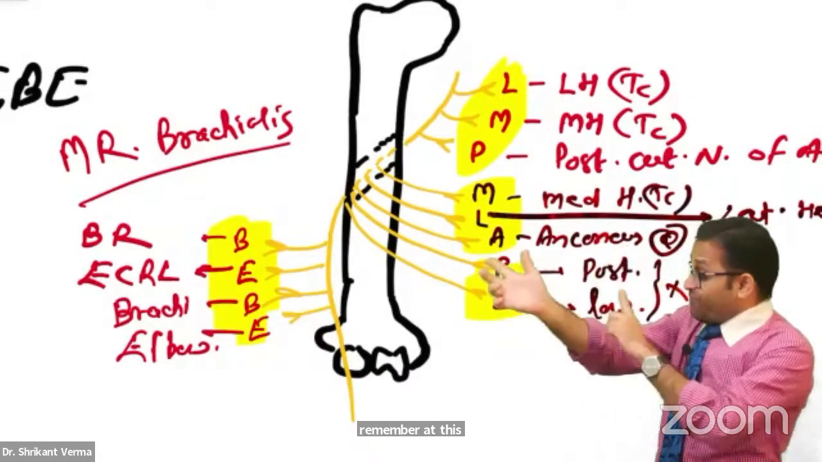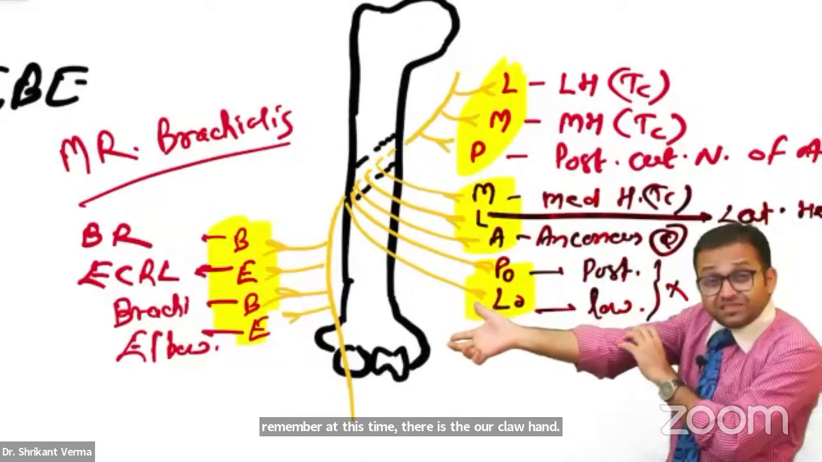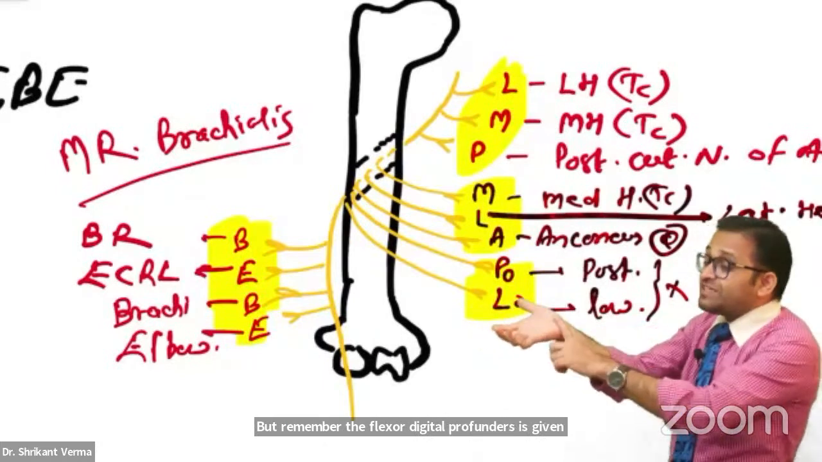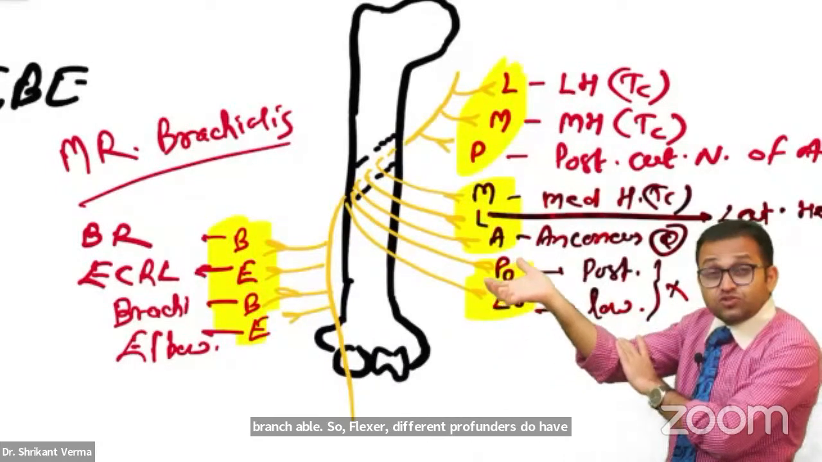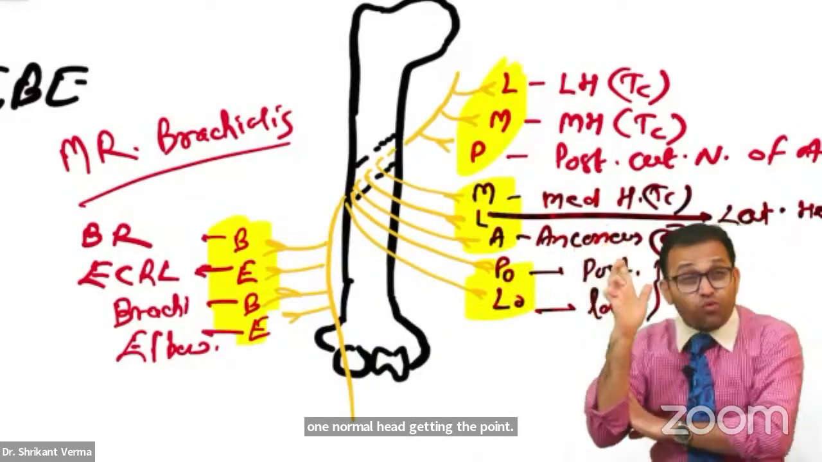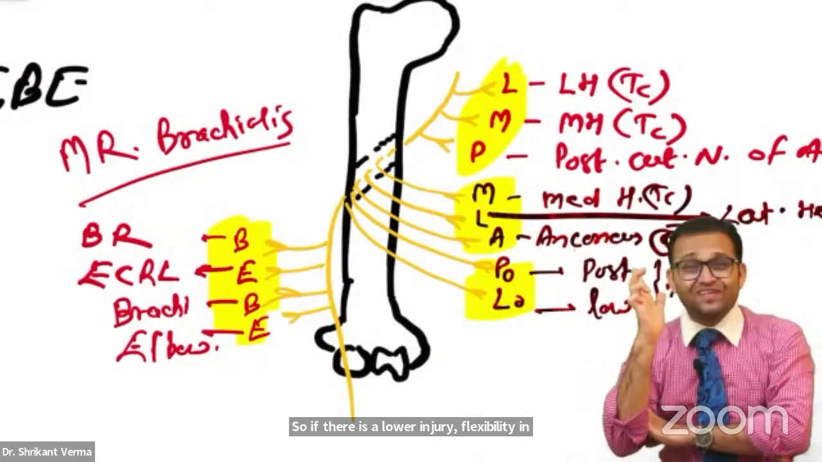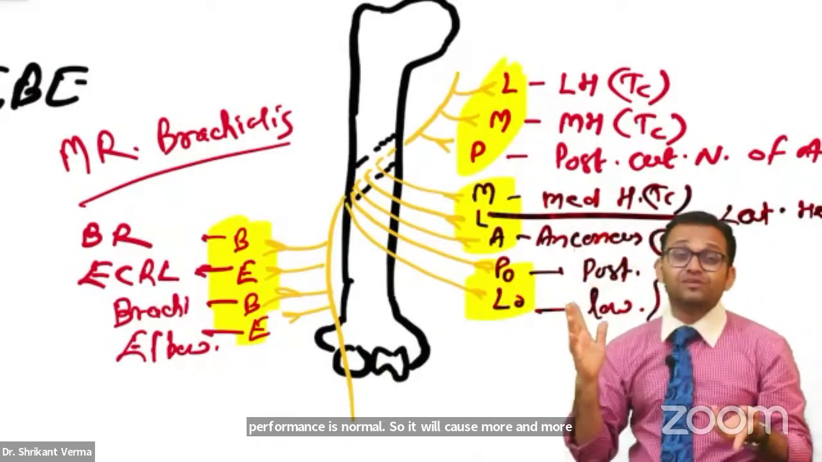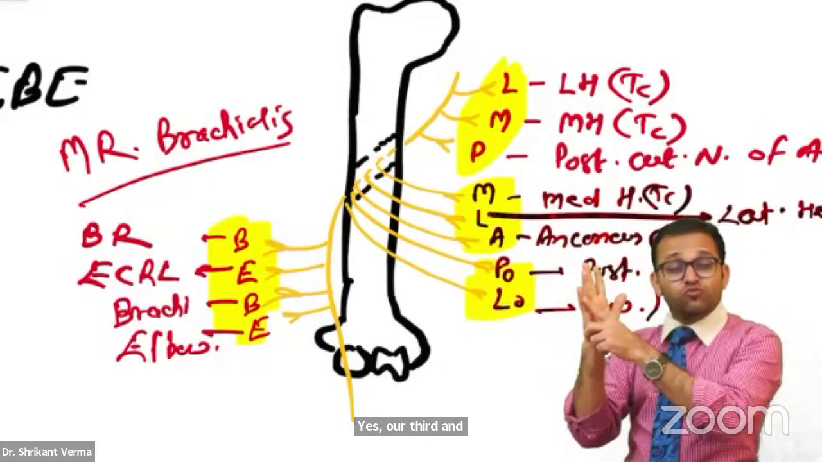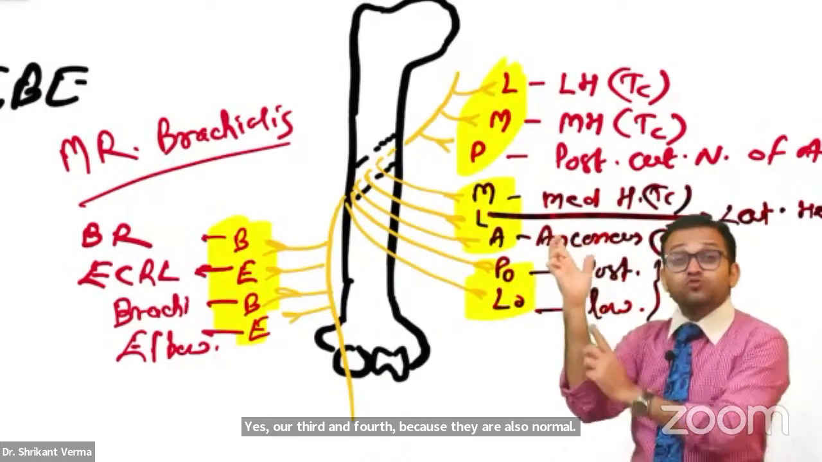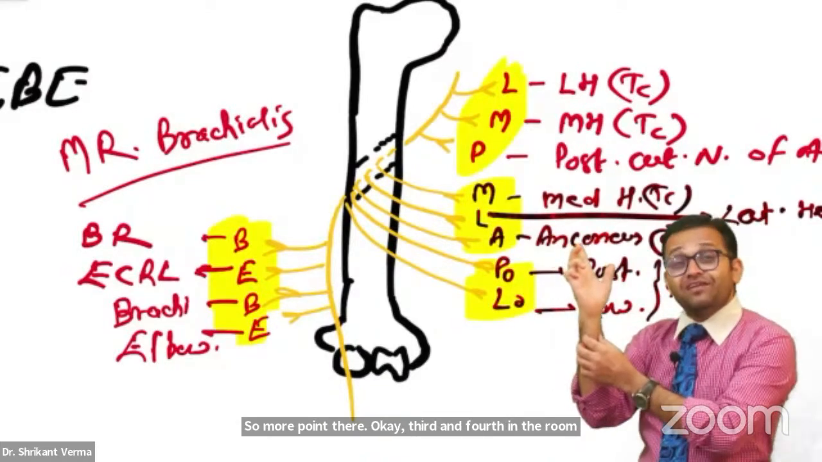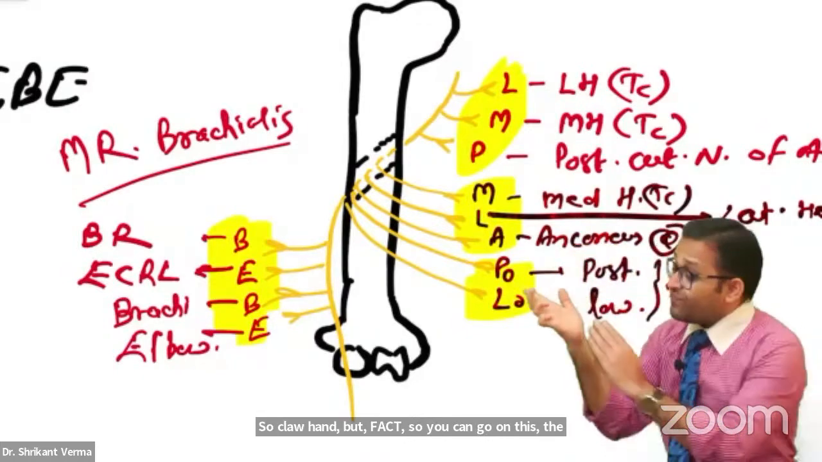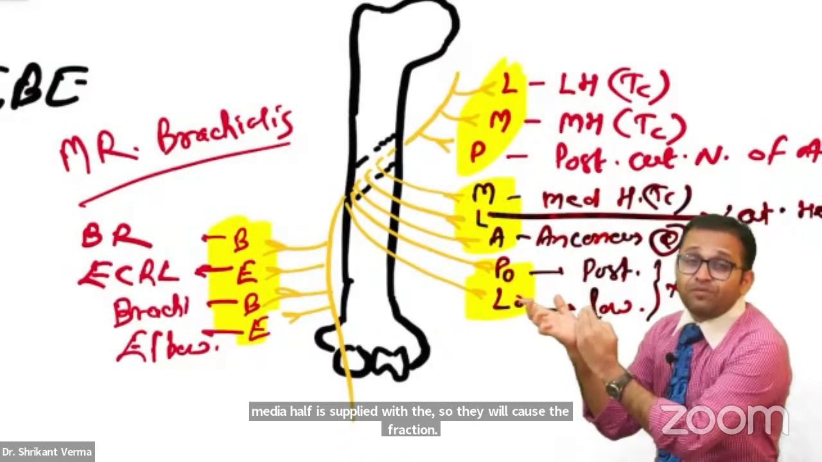But remember, the flexor digitorum profundus gives its branch above, so the flexor digitorum profundus is normal. Getting the point? So if there is a lower injury, flexor digitorum profundus is normal, so it will cause more and more clawing. Our third and fourth lumbricals are paralyzed, so claw hand. The medial half of flexor digitorum profundus is supplied by the ulnar nerve, so it causes flexion, and more clawing you will see when there is damage at the carpal, hand part.